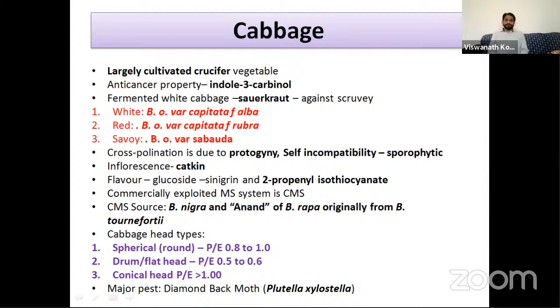And the major pest of the cabbage is diamond back moth, Plutella xylostella. Why is it called diamond back moth? If you see the adult moth backside, there is a diamond mark. So it is called diamond back moth.